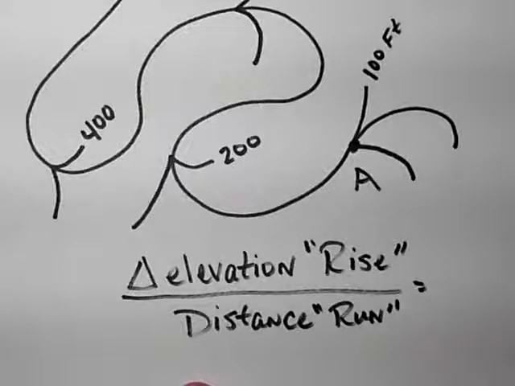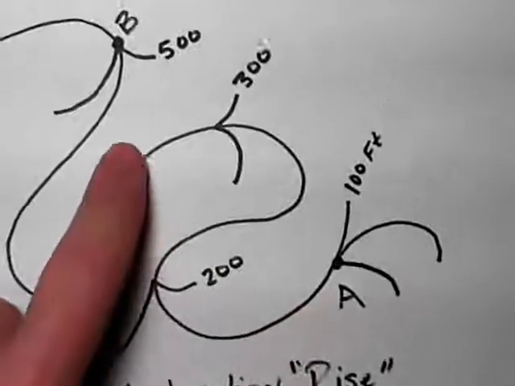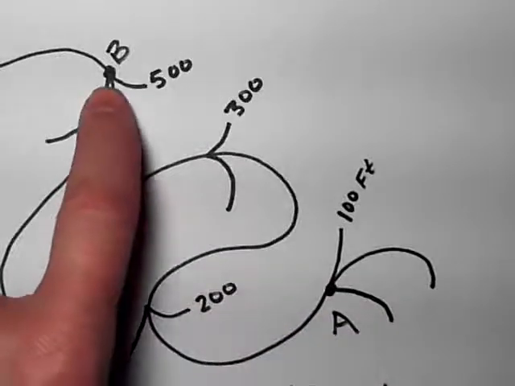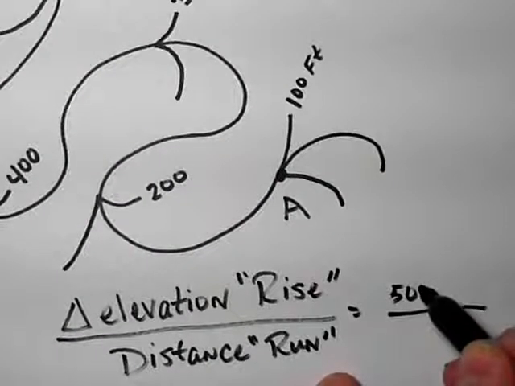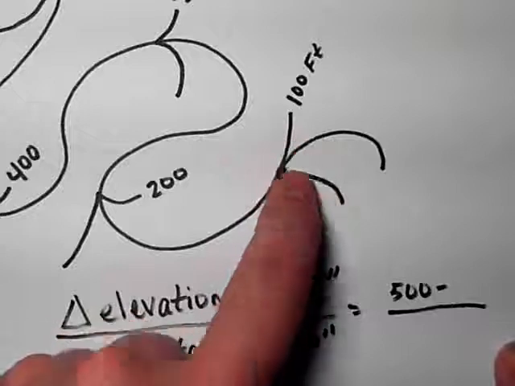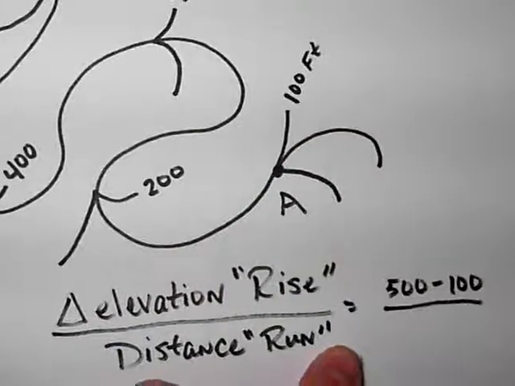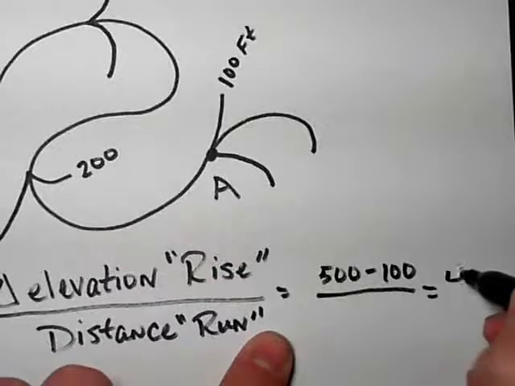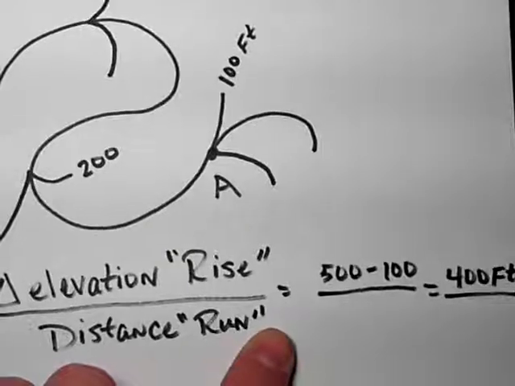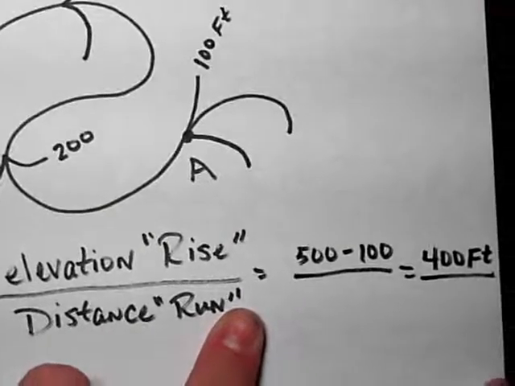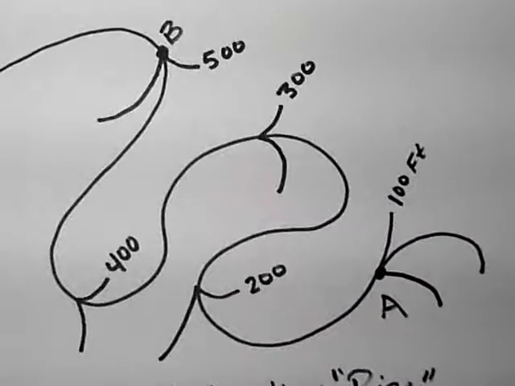Now let's look at the rise. For the change in elevation, you take the highest elevation of the two points, which is 500, and then subtract the lowest elevation of the other point, which is 100. From that we get 400 feet. So 400 feet is the rise. Now let's calculate the run.